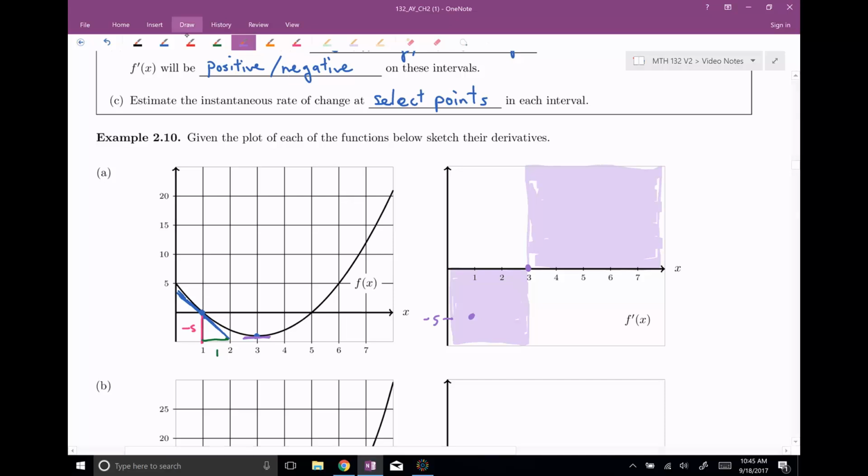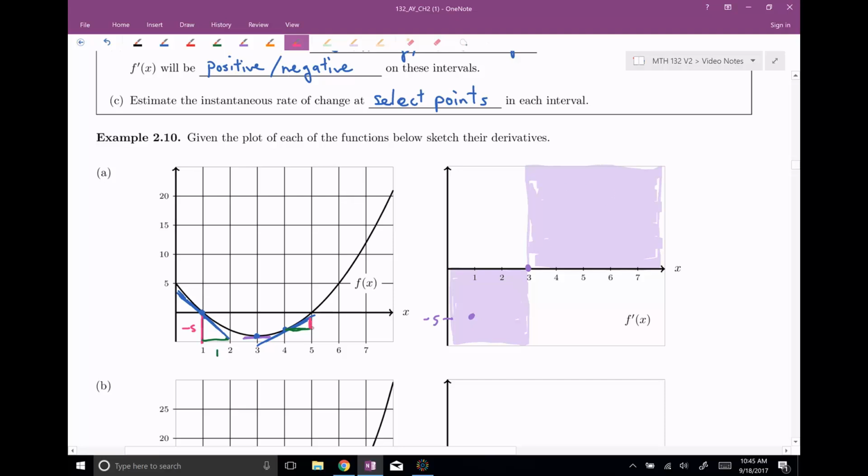Maybe let's do one at 4, right? So in the next interval here. So if I did at 4, and I draw my tangent line, try to figure out the slope at this point. Let's again think about a run of 1 here, and we want to know what is the rise. Well, in this case, the rise is indeed positive, right? It is a positive number.